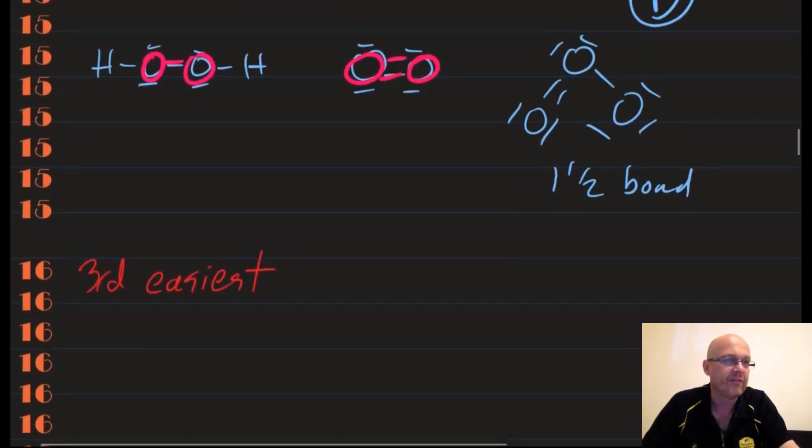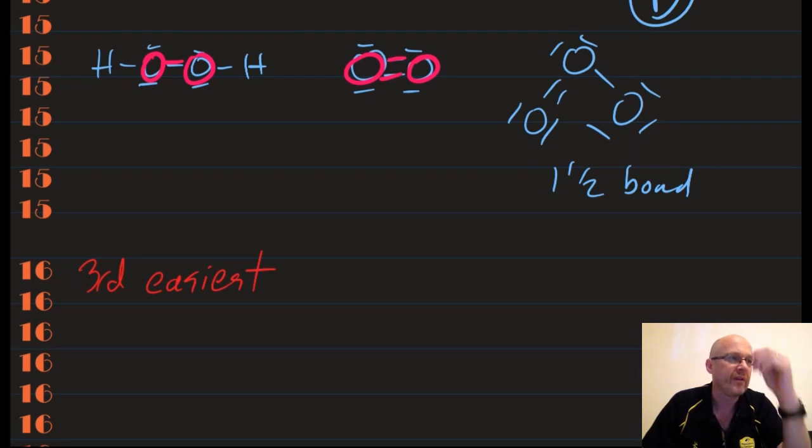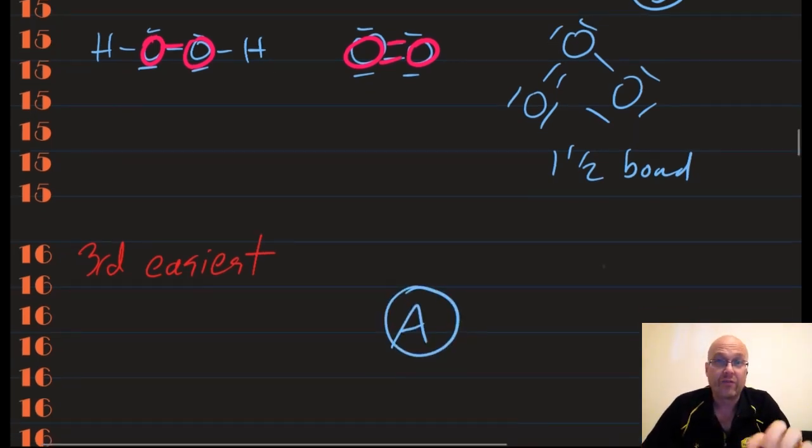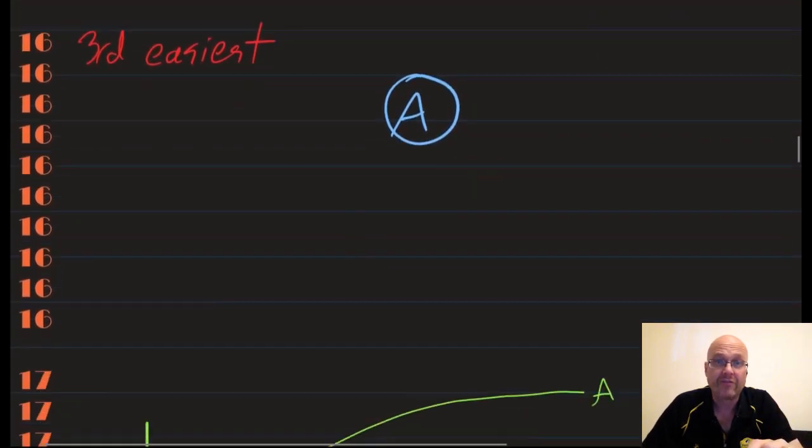16, the third easiest. Copper catalyzes the reaction between zinc and dilute sulfuric acid. What does a catalyst do? Decreases the activation energy. 16A. Yes, a catalyst decreases the activation energy, provides an alternate pathway, and remains unchanged at the end.